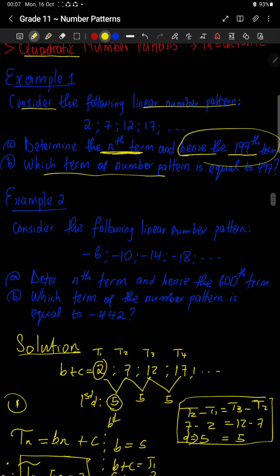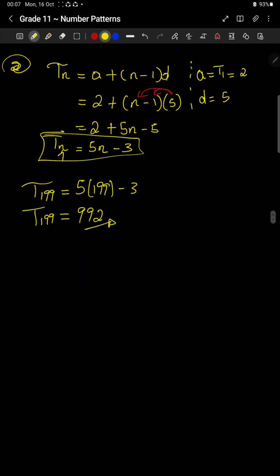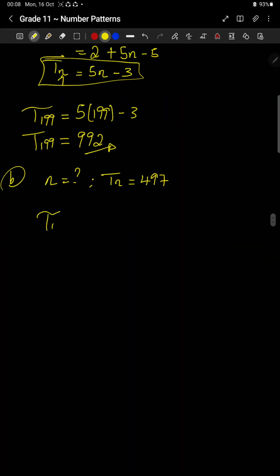They say which term of the number pattern is equal to 497. What we're going to do here is that when they say which term, it means that they are asking you to determine n, the number of terms, and you are given that Tn is equal to 497. Now it's easy, you just use this formula over here. So make sure that you work out this formula correctly: Tn is equal to 5n minus 3.